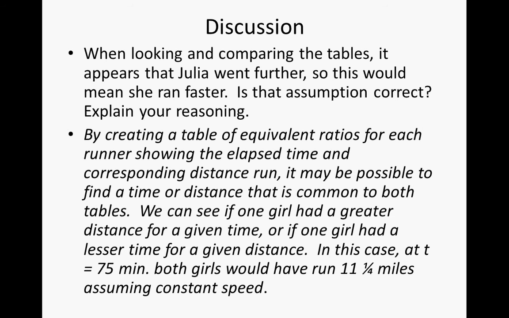Well, by creating a table of equivalent ratios for each runner showing the elapsed time and corresponding distance run, it may be possible to find a time or distance that is common to both tables. We can see if one girl had a greater distance for a given time, or if one girl had a lesser time for a given distance. In this case, at t equals 75 minutes, both girls would have run 11 1/4 miles, assuming constant speed.